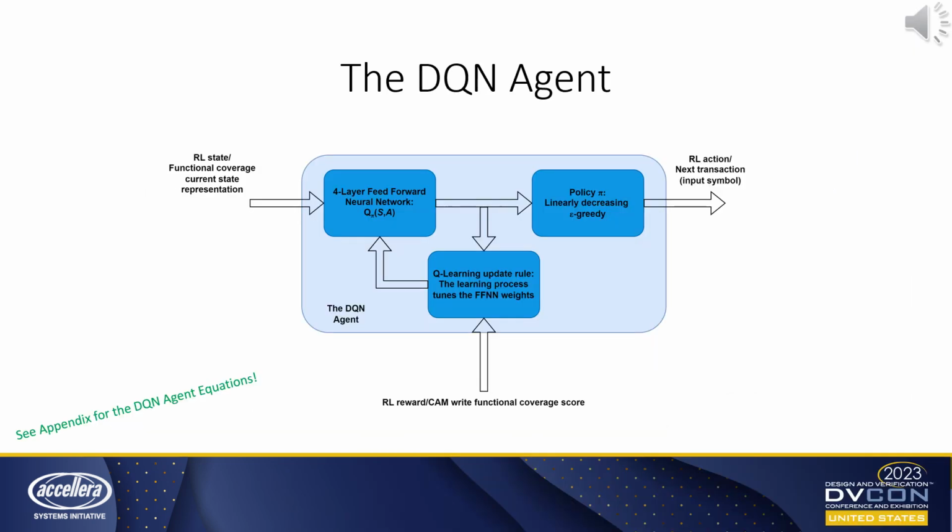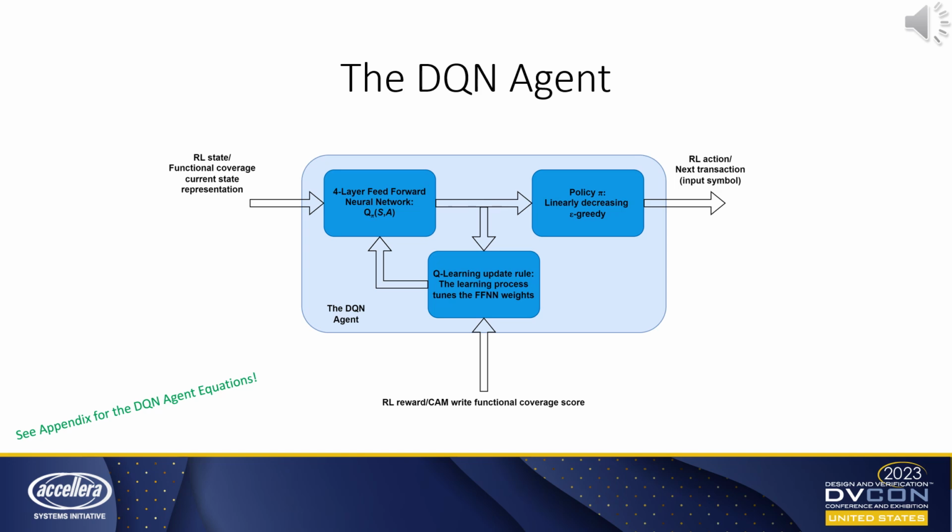This is the architecture of our DQN agent. So the main element here is our neural network, which receives the DUT states represented as actually the functional coverage state, and based on it generates an action. This action is post-processed and generated as a transaction to the DUT. The DUT answers by telling us its new state and the reward.